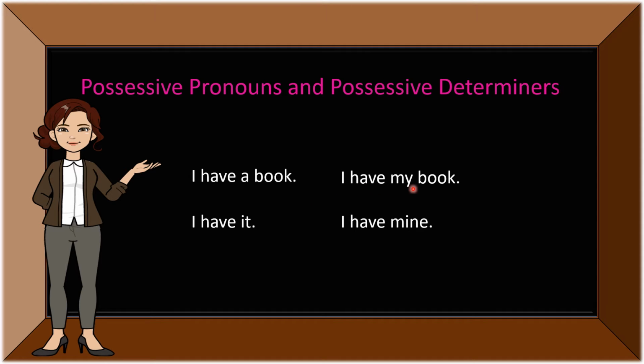Now, I have my book. Now we have my, a possessive determiner modifying book. My book can be replaced with a possessive pronoun, mine. So let's look at this another way. I have a book. So I'm in ownership right now, in possession of a book. I have my book. That means I have a book that I own. And I have it. It's the same meaning as I have a book.